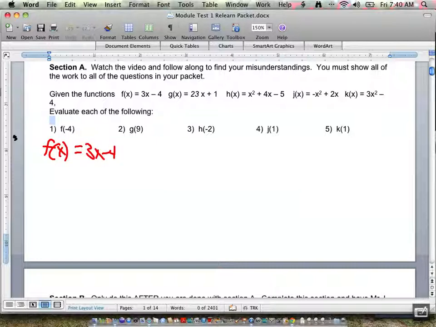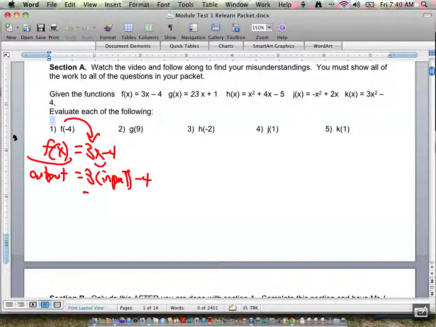And I really don't want you to read it the way I just did. Over time, we'll get comfortable with that. But what this is really saying is f of x is the output. So the output is 3 times x, which is the input, minus 4. So the output is 3 times the input minus 4. Now we're going to substitute a negative 4 in for x.